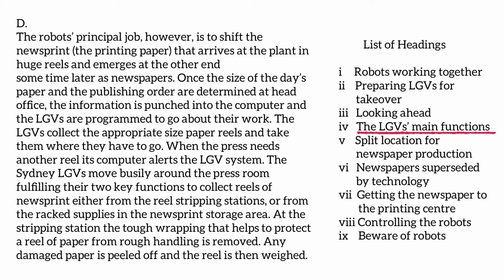So I will put this down as a possible answer for paragraph D, but I will continue to skim the rest of the paragraph to confirm my answer. The paragraph then talks about what else the LGVs do. And then LGVs move busily around the press room, fulfilling their 2 key functions. It again talks about key functions. Key function means the main function. So again, it does confirm that 4 is the correct answer.